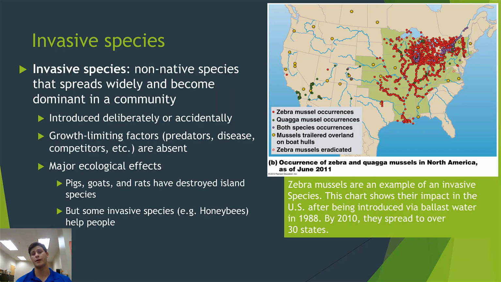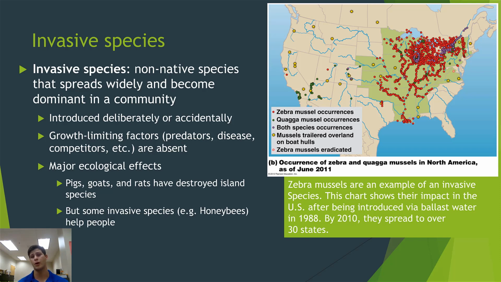Now, for the last few slides of this lecture, we're going to spend our time talking about invasive species and the problems that they pose in the ecosystems that they are introduced into. Invasive species refer to non-native species which spread widely and become a huge problem in the ecosystems that they're introduced to. Now, invasive species can either be introduced deliberately or, far more commonly, accidentally.